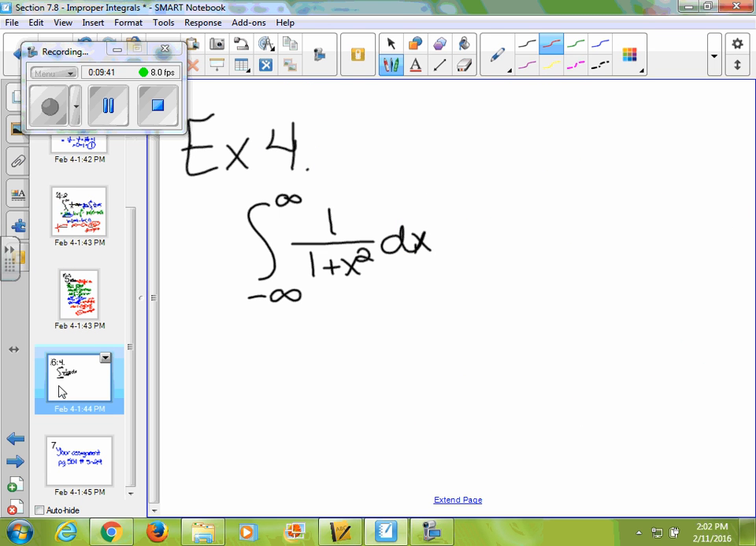Alright, one more. The integral from negative infinity to infinity of 1 divided by 1 plus x squared dx. When you have two different infinity limits, two different improper integrals, you have to split it into two different integrals. So I'm going to go from negative infinity to 0, and from 0 to infinity. I'm still covering from negative infinity to infinity, but I'm looking at it in two separate ways.